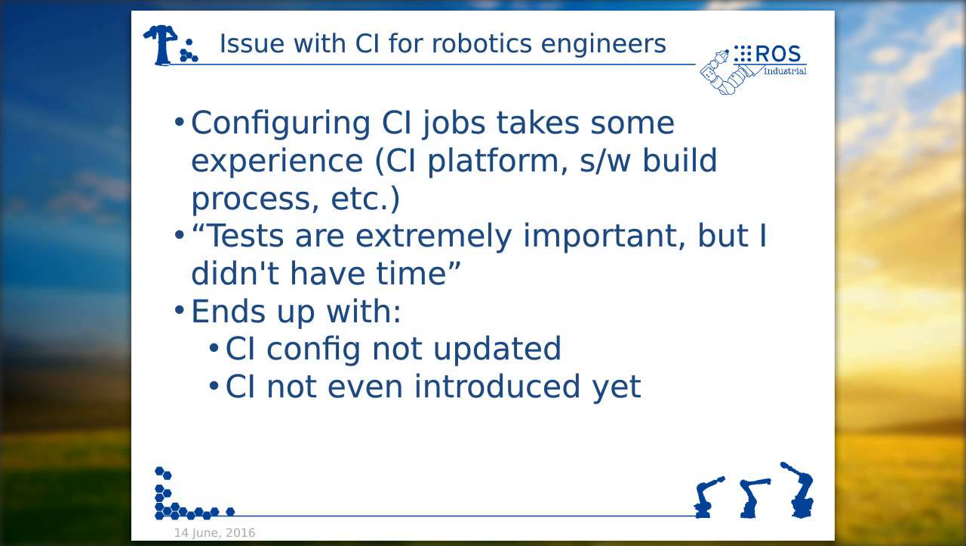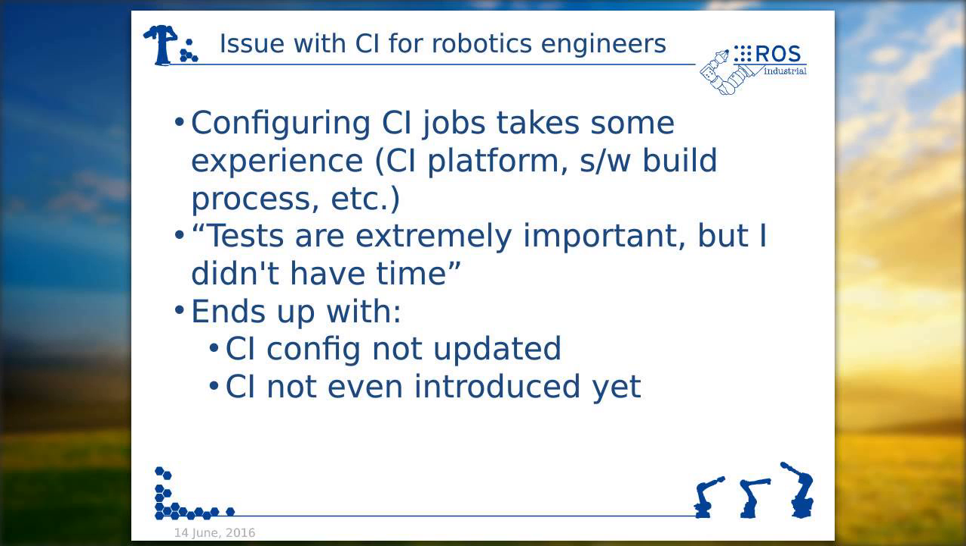So with these options available, what is the issue for robotics engineers who might not have introduced the CI service yet? Configuration of CI jobs takes quite some experience. For a CI platform like Travis CI, for example, it's actually not that difficult to learn. You have to know some kind of grammar, but it's a fairly simple shell script. But still, you have to learn shell script, and you have to learn the specific grammar of Travis CI. I said simple, but still, you have to do some extra work in addition to your normal robotics jobs.